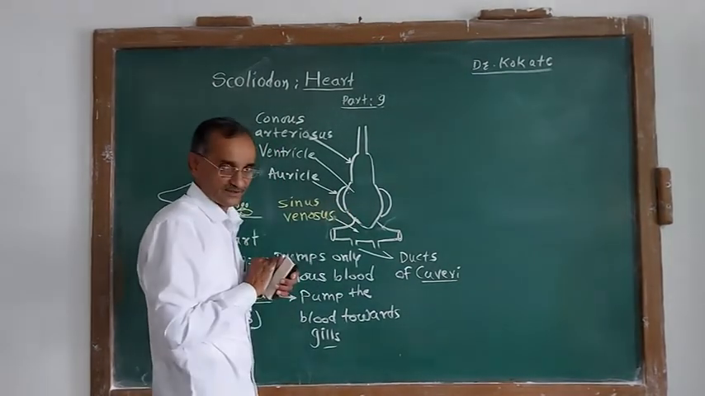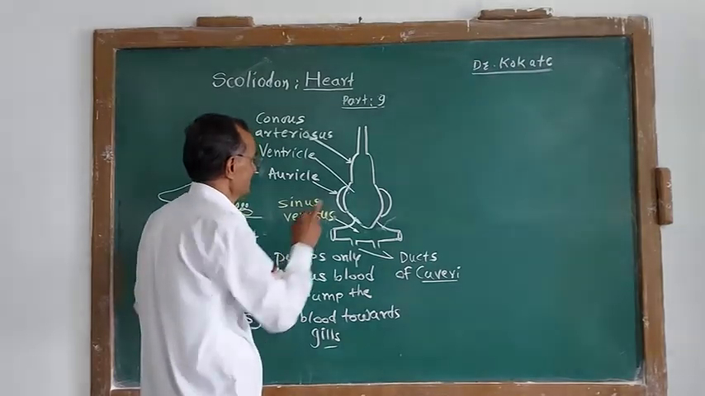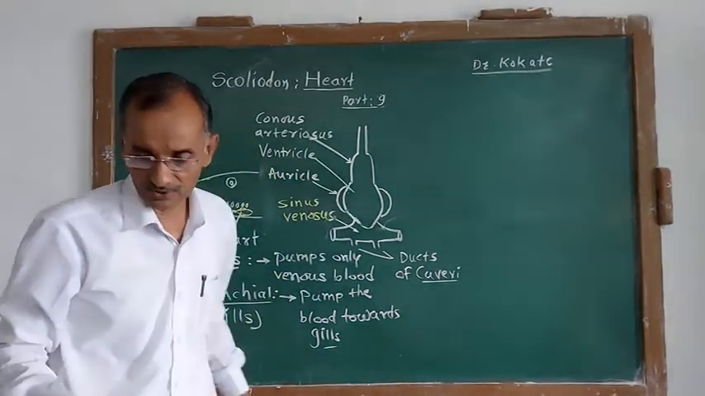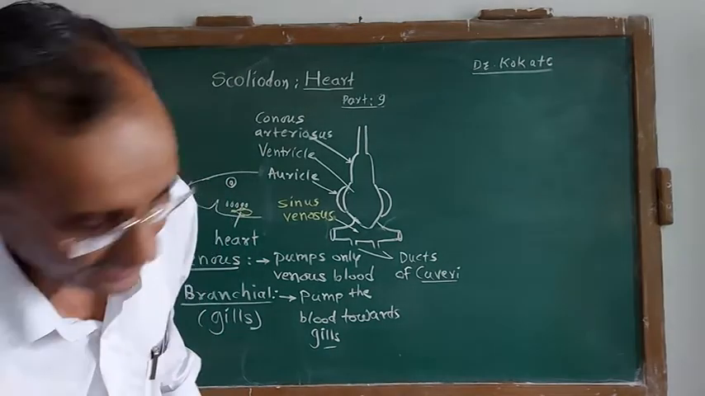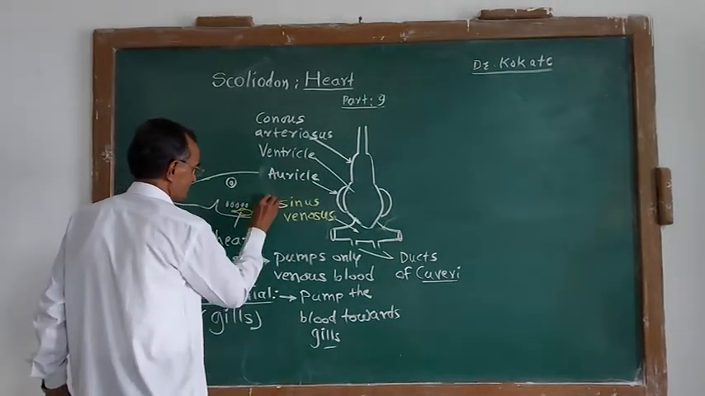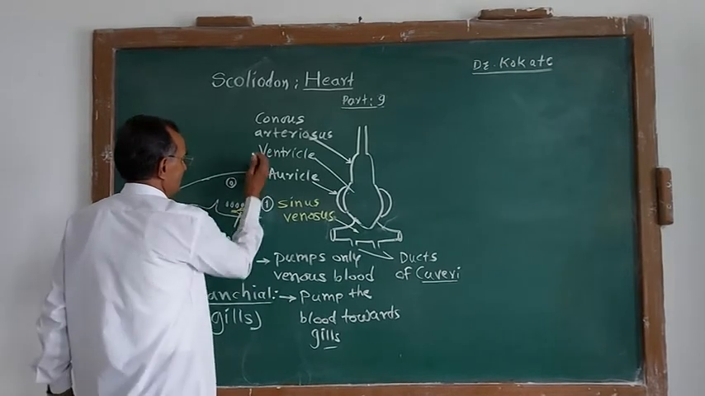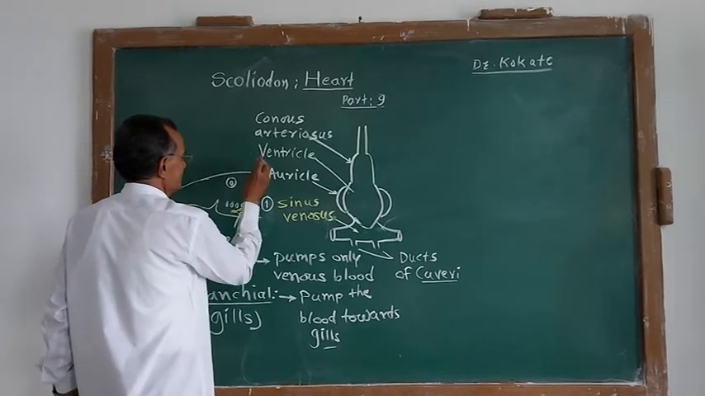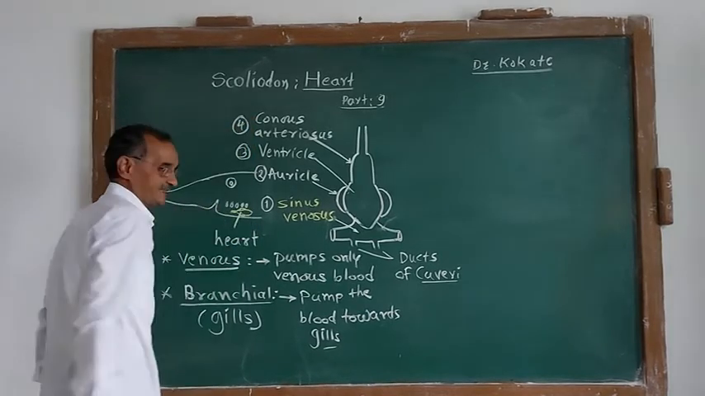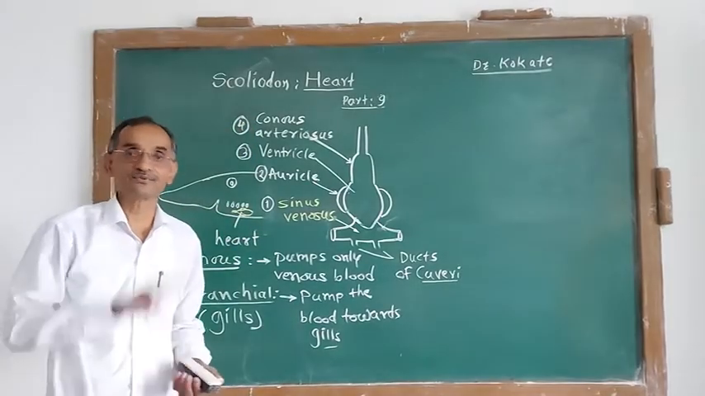A single ventricle is there. There are not two ventricles. The ventricle opens into the conus arteriosus. So how many chambers of the heart are there in Scoliodon? A sinus venosus, one chamber. Second, the auricle. Third, the ventricle. And fourth, the conus arteriosus. In all, there are 4 chambers.